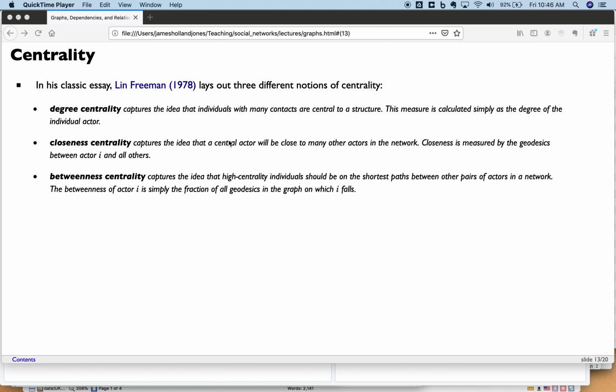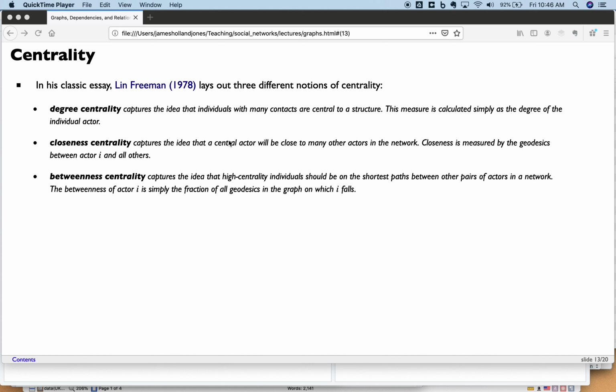Let's talk about centrality. In his classic 1978 essay, Lin Freeman laid out three different notions of centrality. The first is degree centrality, which captures the idea that individuals with many contacts are central to a social structure. This measure is calculated simply as the degree of the individual actor, that is, the number of edges that are incident to the vertex.